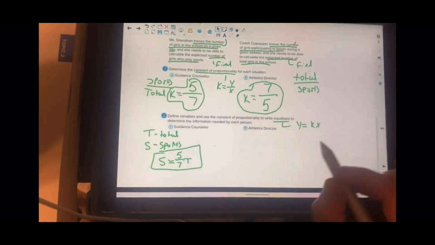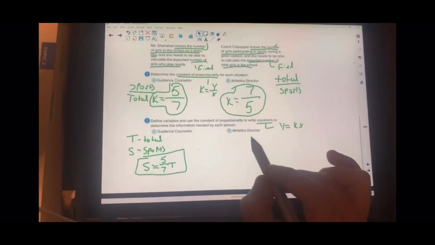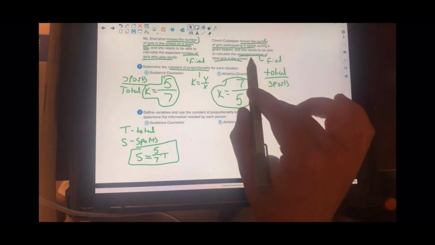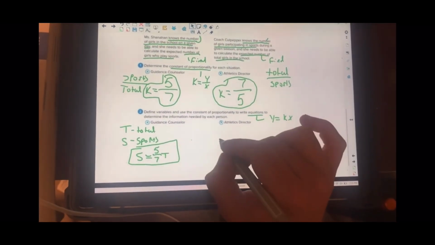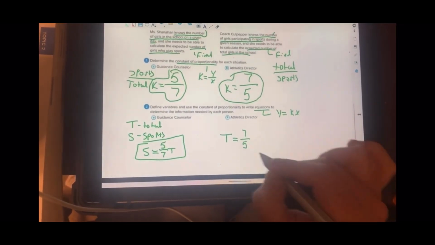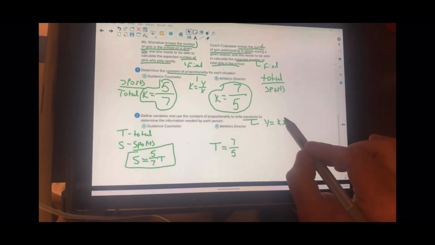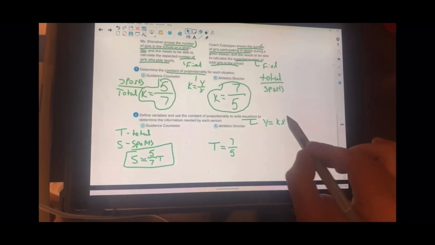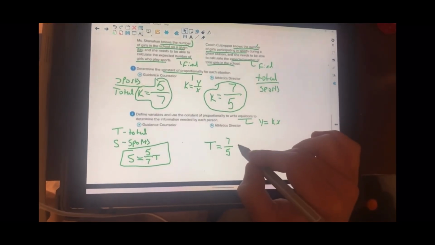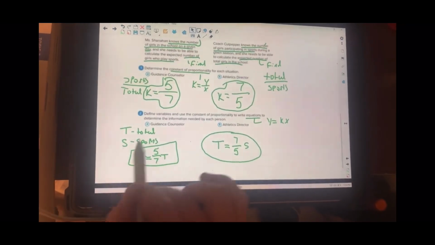For the athletic director, we're going to do the same process. So it's y, which is what they're trying to find. So they're trying to find the total number of girls in school, which is represented by t, equals their constant. And then their x value is represented by what they already know, which is how many girls play sports, which is represented by s in our case. So there we go. We defined the variables.